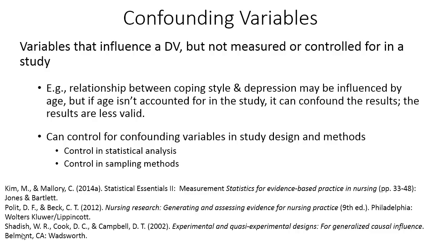So let's use this example of age. If we have an age range, let's say people in their early 20s to early 30s, where there's a pretty consistent relationship between coping style and depression within that age range, you could use sampling methods that include that age range and exclude people that aren't in that age range.